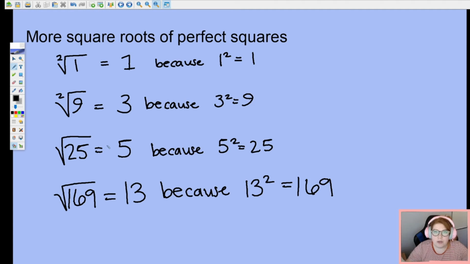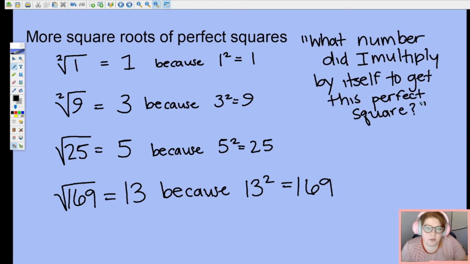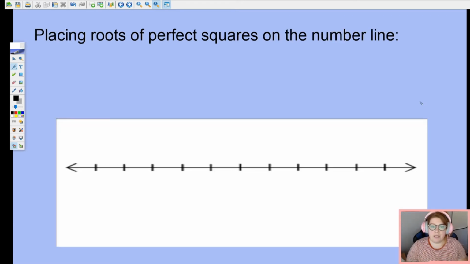So notice, again, I'm using that list from the class the other day to tell me what the answer is. The square root is just saying, okay, what number did I multiply by itself to get this perfect square? So that is what you need to ask yourself. What number did I multiply by itself to get this perfect square? Okay?